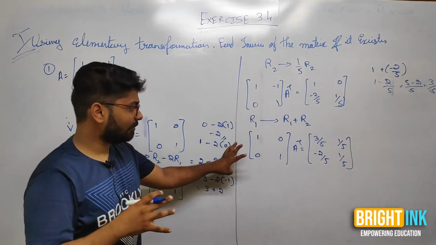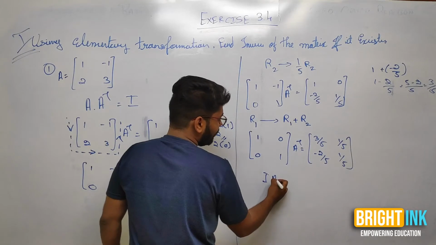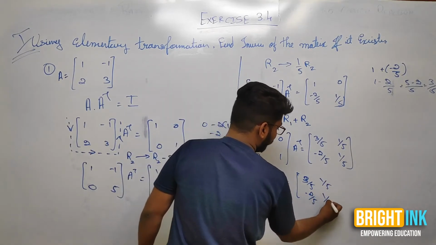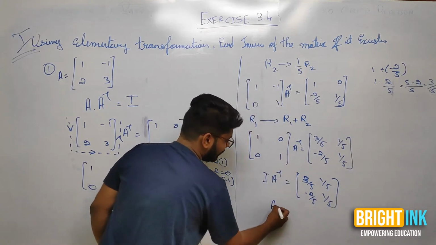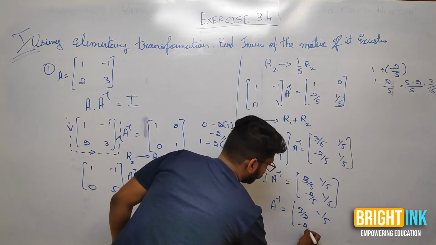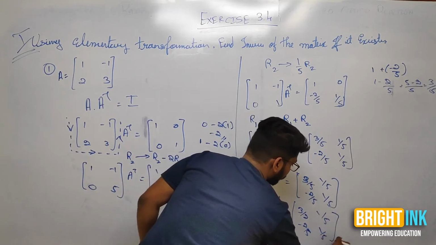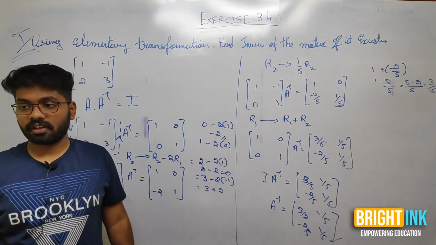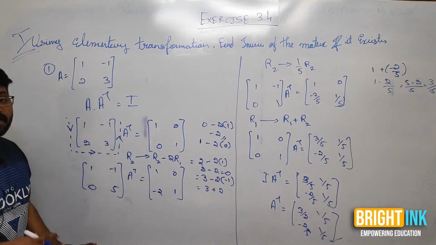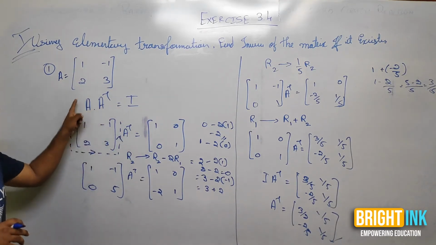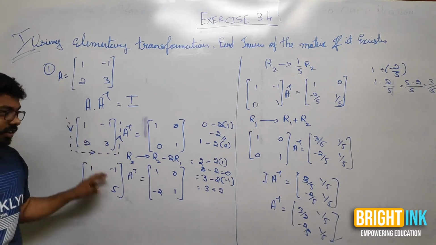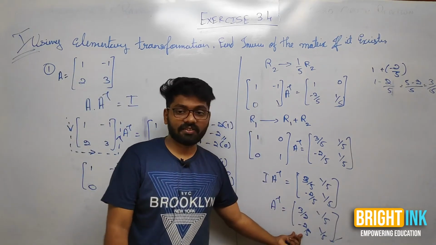So identity matrix, see I into A inverse is what? 3 by 5, 1 by 5, minus 2 by 5, 1 by 5. I into any matrix is the matrix itself. So A inverse is equals to this matrix. Okay. So how do we start? A into A inverse is equals to I. In the full procedure, what we are doing is converting this A matrix into the identity matrix, and the flow is this way. With all the operations you get A inverse is equals to this.